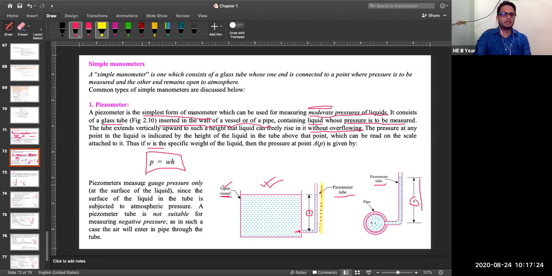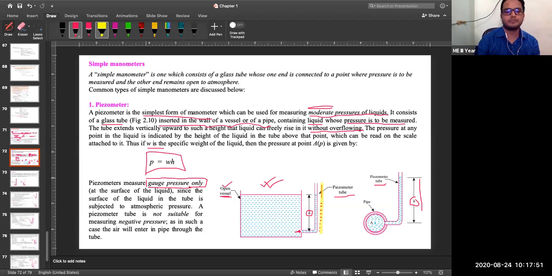Now, piezometer measures gauge pressure only. Another important point, it measures gauge pressure. In previous class, we have seen gauge pressure, absolute pressure and atmospheric pressure. Okay, so the simple formula is absolute pressure equals gauge pressure plus atmospheric pressure. So here in piezometer, what are we going to measure? We are going to measure gauge pressure only.